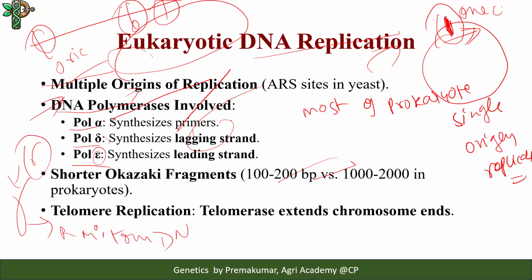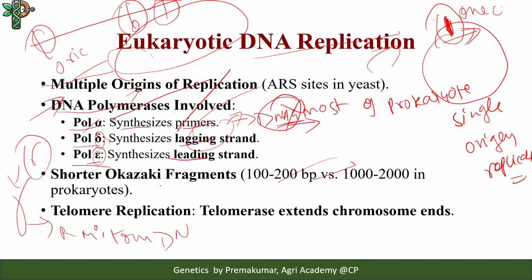Alpha acts like DnaG. In prokaryotes, we have DnaG, which synthesizes the primer. But in eukaryotes, we don't have DnaG. We have polymerase alpha, which provides primers and also has polymerase activity. Then theta synthesizes the lagging strand and epsilon is for the leading strand. Please remember, this is asked many times in the exam.